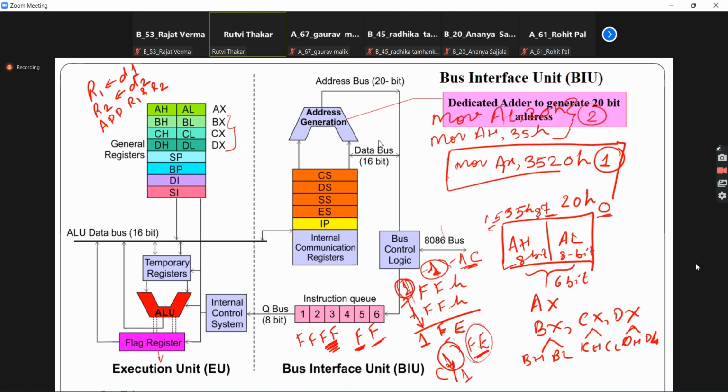Make sure you have understood the difference between address bus and data bus. Whenever I'm defining the address, it is also through one of the registers. What is the capacity of a register? 16 bits. But the requirement of the address bus is how much? The requirement of the address bus is 20 bits. So there is something which I will do of this address generation adder, which will convert this 16-bit address to a 20-bit address. Again, we'll see this in detail in the next coming slides.